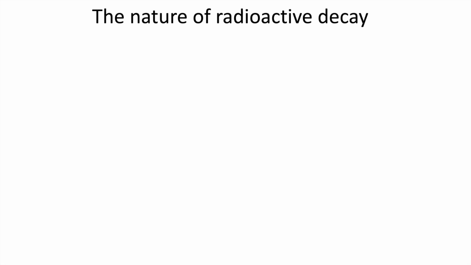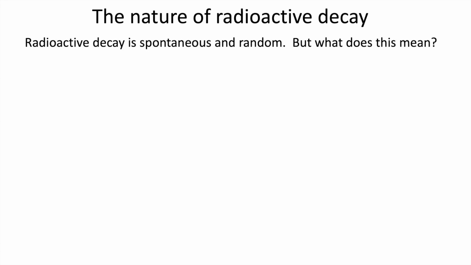So today we can look at the nature of radioactive decay. Remember that radioactive decay is spontaneous, and the key thing is it's random. When you listen to the Geiger counter, when you've got a radioactive source near it, it's not clicking at a regular count. You can clearly hear the randomness in it. But what does this mean?